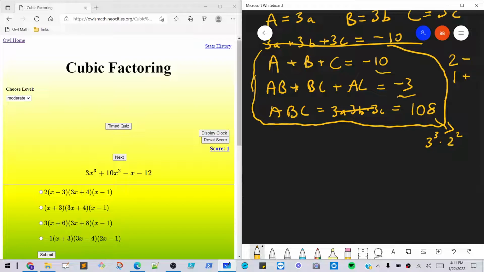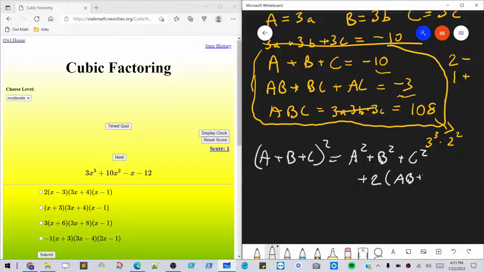Then the next thing I want to do, I need something a little better to work with. So what I always do, and this works pretty nice, is I take A plus B plus C and I'm going to square it. And I won't bore you with the details, but what you get is this. You can multiply this out or remember the formula, but it's just going to be this. And then we know what A plus B plus C is. It's negative 10. So if we square it, we get 100.